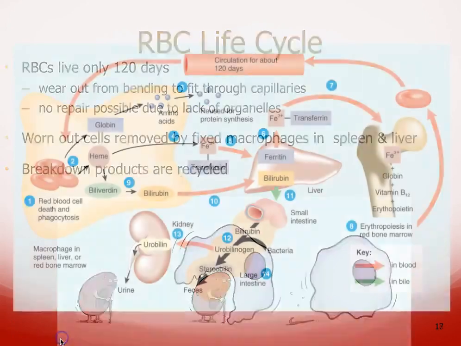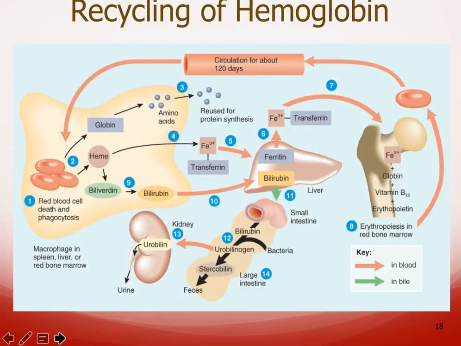All right, so let's go on and take a look at how they're actually recycled. So let's start up here. So they've been in circulation for about 120 days, right? And then as they're traveling through the bloodstream, eventually they'll make it to either the liver or to the spleen, or even sometimes the red bone marrow. You'll find some macrophages there as well. Okay, so you can see here in step 1, the red blood cell just basically wears out, it's old, and it dies. And then it's phagocytized. That macrophage will come and gobble it up. And then it gets recycled.